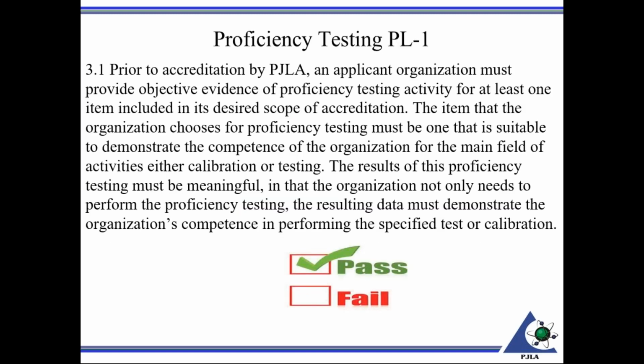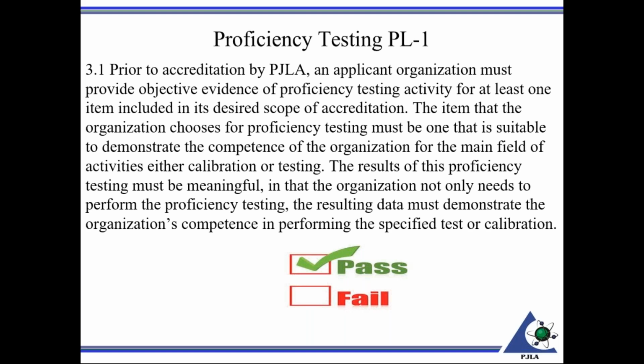All right, so I'm going to look at the various requirements in PL-1, some of the more important ones, I think. And right off the bat, if you're in the loop of getting accredited, not accredited yet, perhaps you're scheduled, make sure you got your proficiency testing completed. Under clause 3.1, prior to accreditation by PJLA, an applicant organization must provide objective evidence of proficiency testing activity for at least one item included in its desired scope of accreditation. That's pretty straightforward. You're not going to get accredited until you get that initial proficiency testing under your belt.